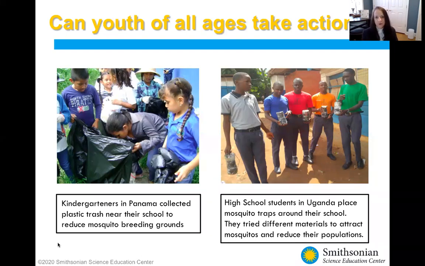The high school students on the right, who are from Uganda, are working with our colleagues at the Marymount University, and they made the decision that in order to protect themselves in their community, they were going to build and engineer their own mosquito traps. And they tried different materials to attract the mosquitoes and then reduce their populations. The nurse in their region reported to us that she believed that the number of malaria cases from students had dropped. Whether there's a direct cause, we don't know, but the students were engaged in trying to solve the problem locally.